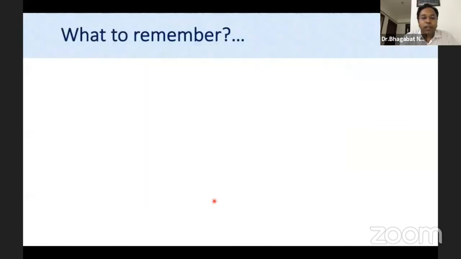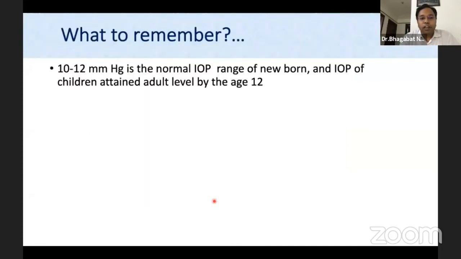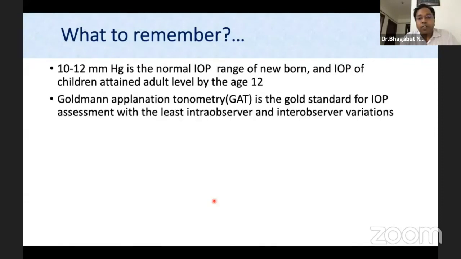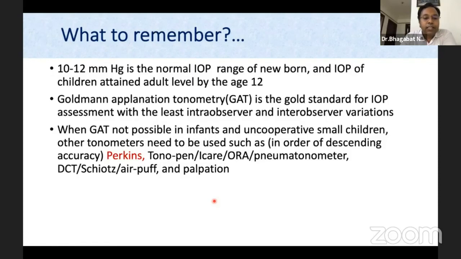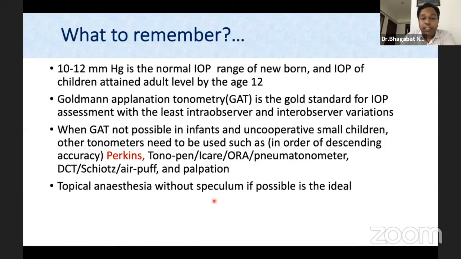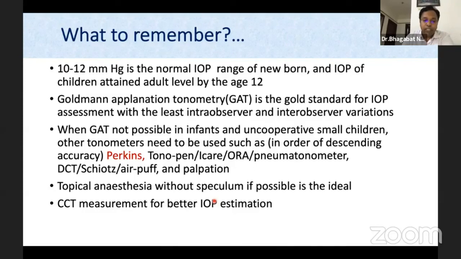Yeah, I'm just concluding. So 10 to 12 millimeters of mercury is the normal range of a newborn, and it gets to adult level by the age of 12. Goldmann applanation tonometry is the gold standard for assessment with the least intra- and inter-observer variability. When GAT is not possible, Perkins, Tono-Pen, iCare can be used in descending order of accuracy. Topical anesthesia with a speculum, if possible, is ideal. And CCT measurement, if possible, should be done for better IOP estimation and correlation.